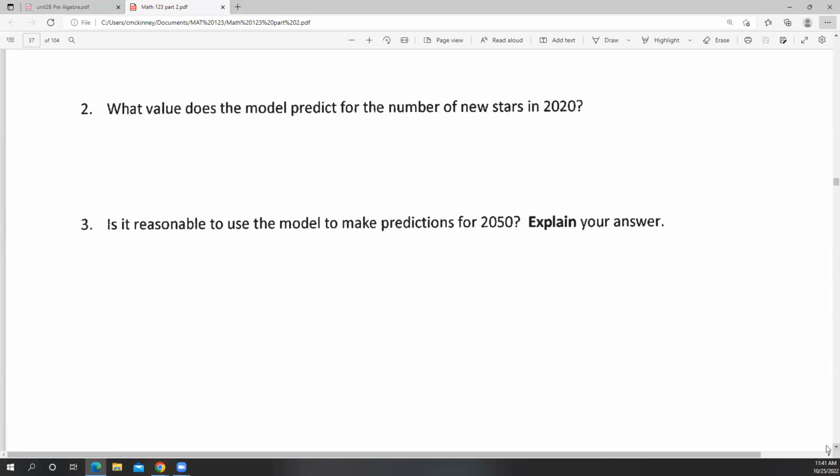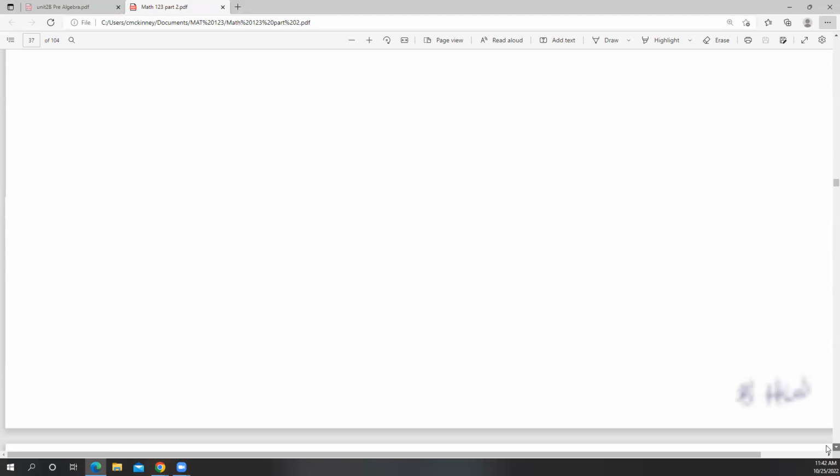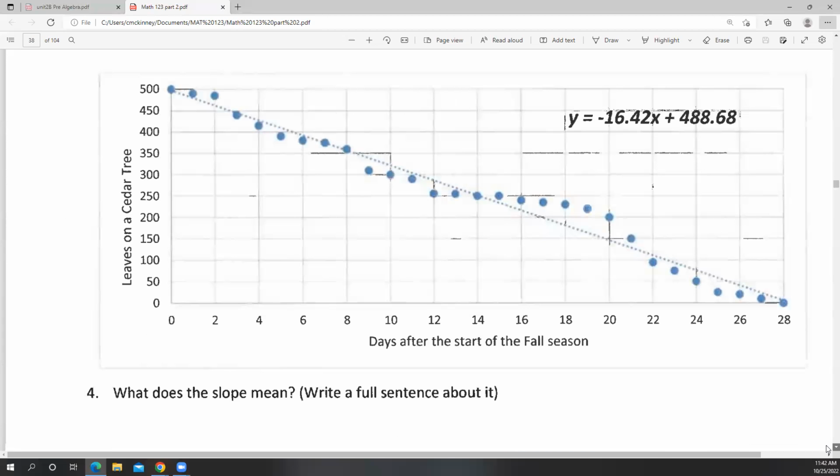Okay, look, hey, this is a nice fall thing. The next one on the next page we have is, what would the slope mean here?